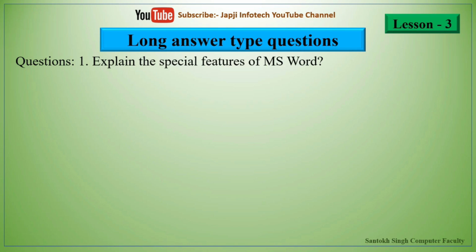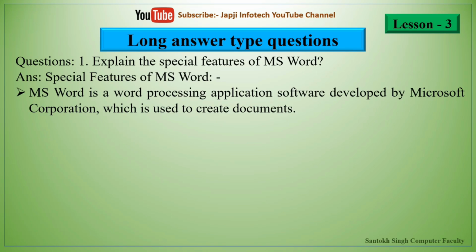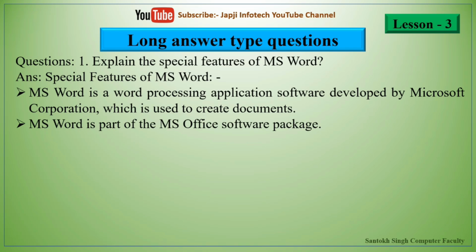So now we will learn about long answer type questions. Our first question is, explain the special features of MS Word. The special features of MS Word are: the first one is, MS Word is a word processing application software developed by Microsoft Corporation which is used to create documents. MS Word is part of the MS Office software package.